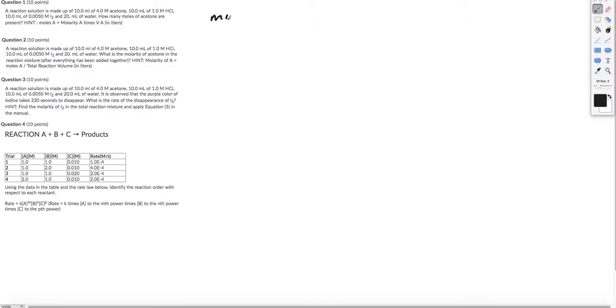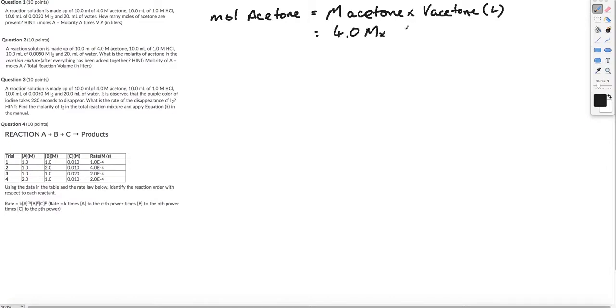What I say is that the moles of acetone, moles of anything really, is going to be equal to the molarity, which is moles per liter, so the molarity of acetone, times the volume of acetone, but that has to be in liters. So you are told the molarity here, and it's 4.0 molar, but then you would multiply that by the volume of the acetone in liters, which is going to be 0.0100 liters, and that will give you the answer there.